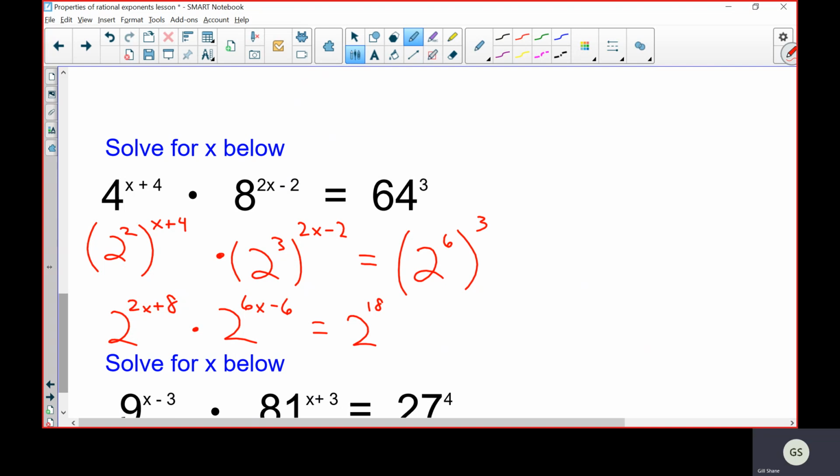This exponent plus this exponent has to equal that exponent right there. It's a multiplication problem. We have the same base, so we add the exponents, and they have to equal that. And then you solve for x. That's what the problem says, solve for x.